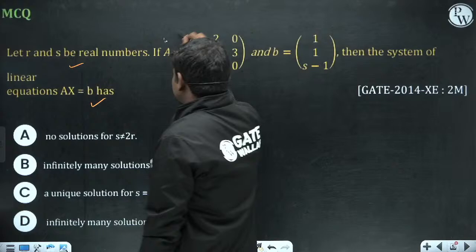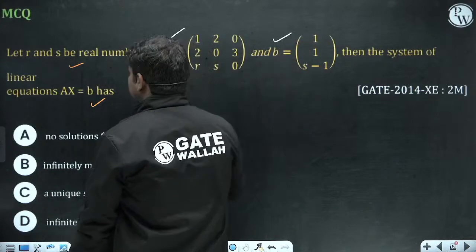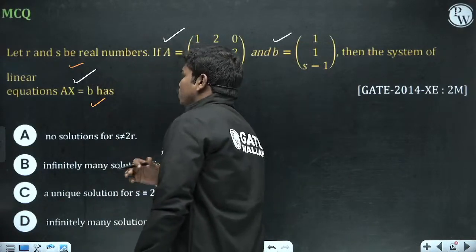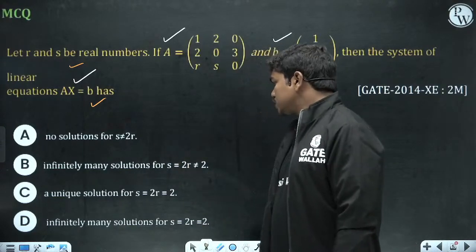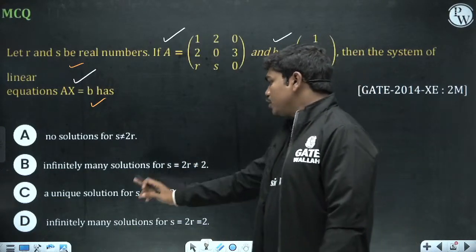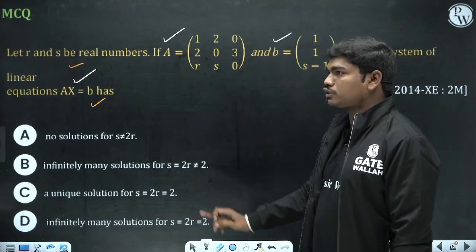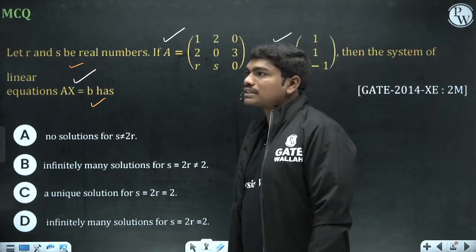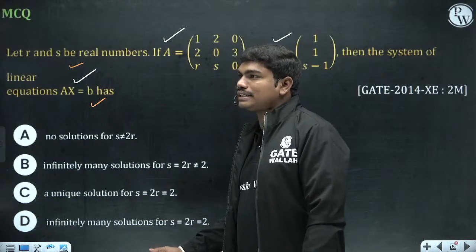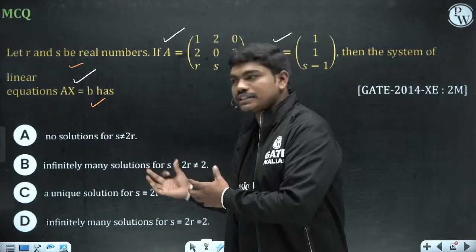So this coefficient matrix is this and B is this. Then the system of equations Ax is equal to B has no solutions for S not equal to 2 or infinitely many solutions for S equal to 2 or not equal to 2, or a unique solution for S is equal to 2, R is equal to 2. Okay, so in exam they ask consistent, inconsistent, trivial solutions. What are they? I'll explain you. Okay, so ये question के बाद मैं आपको explain करता हूँ.